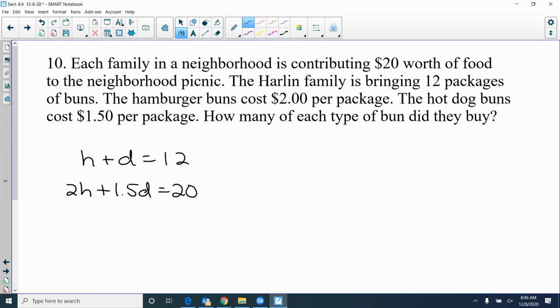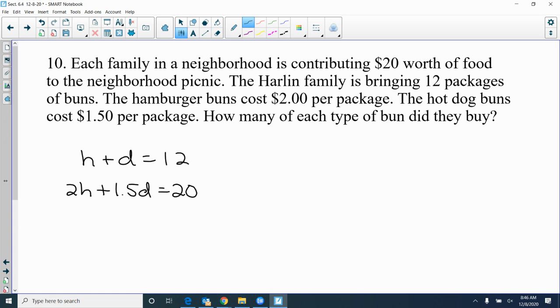All right, I'm talking, stop here, pay attention. All right, we set this up. H plus D equals 12 because you're gonna have 12 packages of buns. So H is your hamburgers, D is your hot dogs.